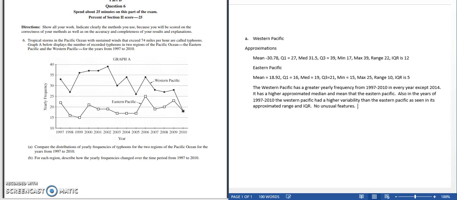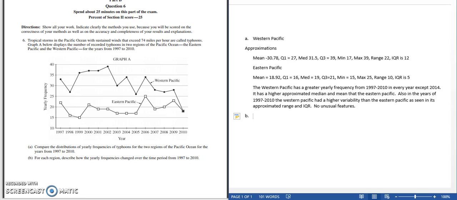Also, we didn't have to mention shape because it's going to be almost impossible to find unless we put it on a histogram. So we are not required to talk about shape in this particular problem. Don't forget, if it's a histogram or a box plot, etc., you need to talk about shape. But on a time series by the AP, we didn't have to talk about shape. So there's part A.